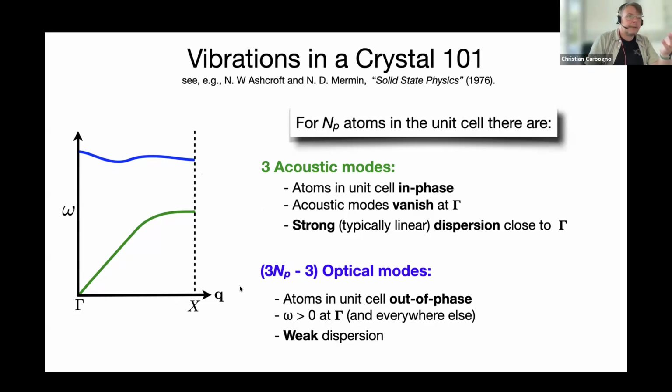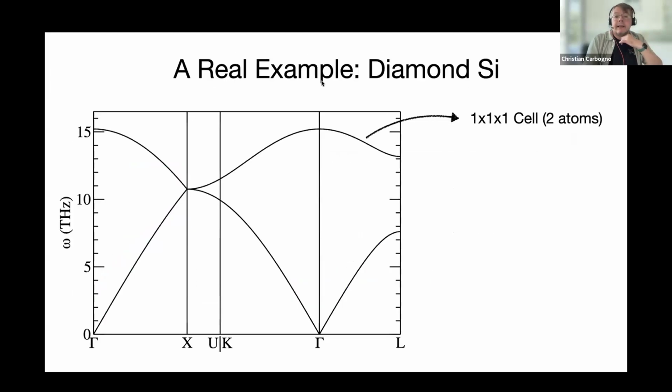I can give you a real example, and this is what you would actually also calculate this afternoon. Look at diamond silicon, so standard silicon as it's used in semiconductors. And we can do that at different levels of theory and then interpolate between these Q points.